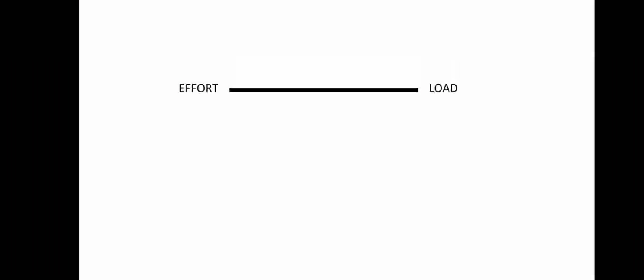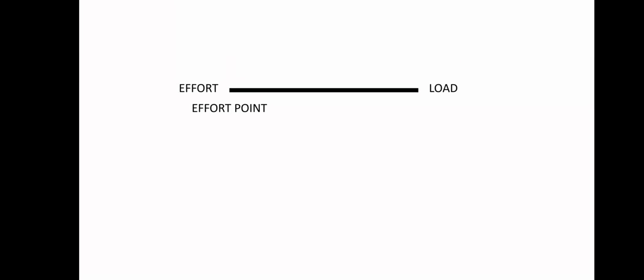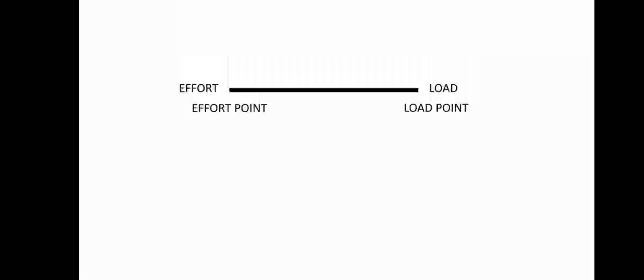So let's say that there is a simple machine where at one end we apply the effort, then at the other end we get the load. The point where the effort is applied is called the effort point, and the point where the load is applied is called the load point. So here this is the effort point and this tip is called the load point.